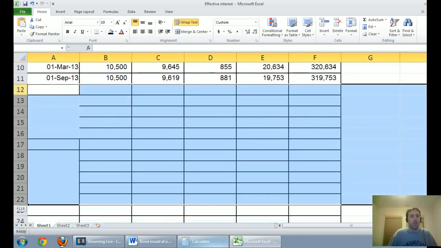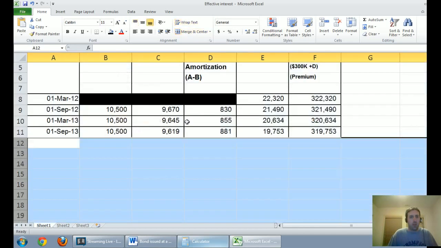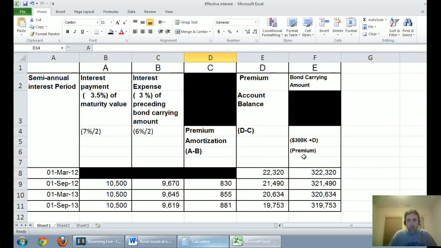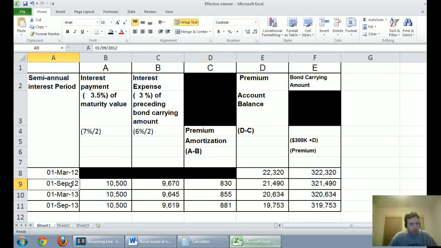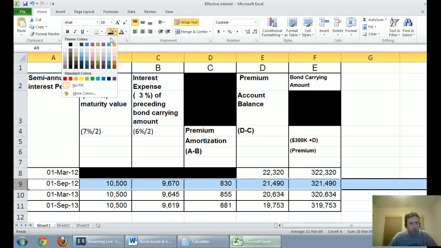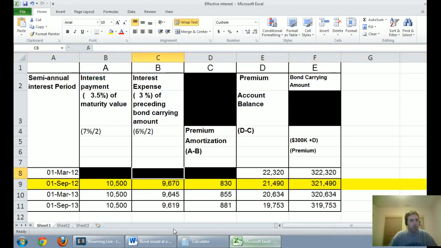Okay, so this would be the amount that we were asked to fill out. Okay, so let's go ahead and do the journal entries now. So our next journal entry is, of course, September 1st, 2012. We'll just highlight that row, and we'll do the entry. Interest payment, 10,500. We're going to pay 10,500 cash. Interest expense, 9,670. Well, we always debit expenses, so again, credit to cash for the interest payment. Debit the interest expense for 9,670, and we'll deal with the premium last.